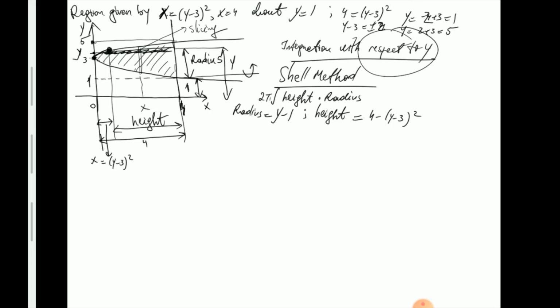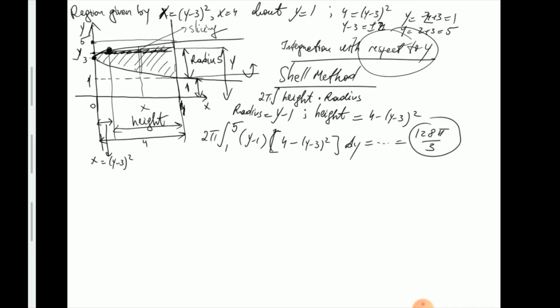All right, so then the integral to solve is going to be 2 pi times the integral from 1 to 5 of the radius, which is y minus 1, times the height, which is the quantity 4 minus (y minus 3) squared, dy. You can use Maple or Wolfram Alpha if you want, or if you have patience, you could do it by yourself. The answer should be 128 pi over 3. But focus on how you set it up, because that's the important part.